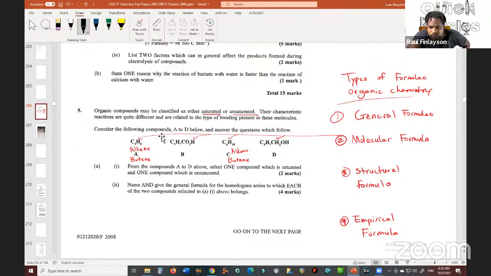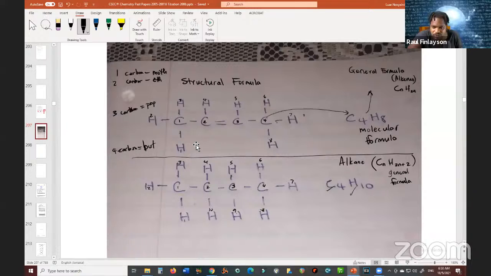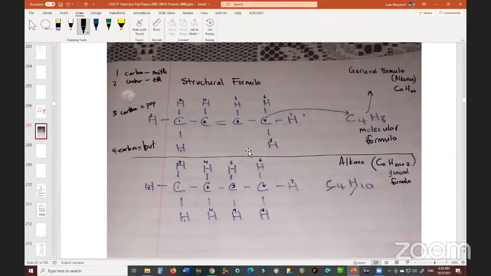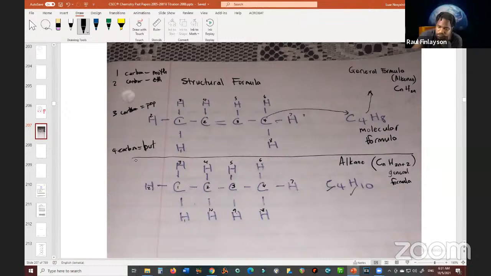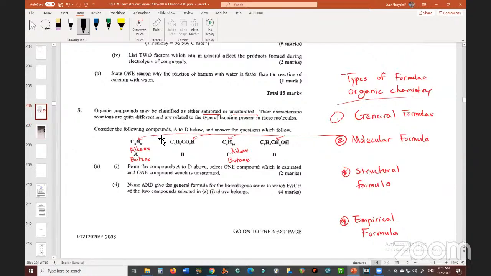The question says, from the compounds A to D above, select one compound which is saturated and one which is unsaturated. If you didn't know and you draw it out, which one will be saturated and which one will be unsaturated? A would be unsaturated and the other one would be saturated, which is C. Good to hear your voice, sir.